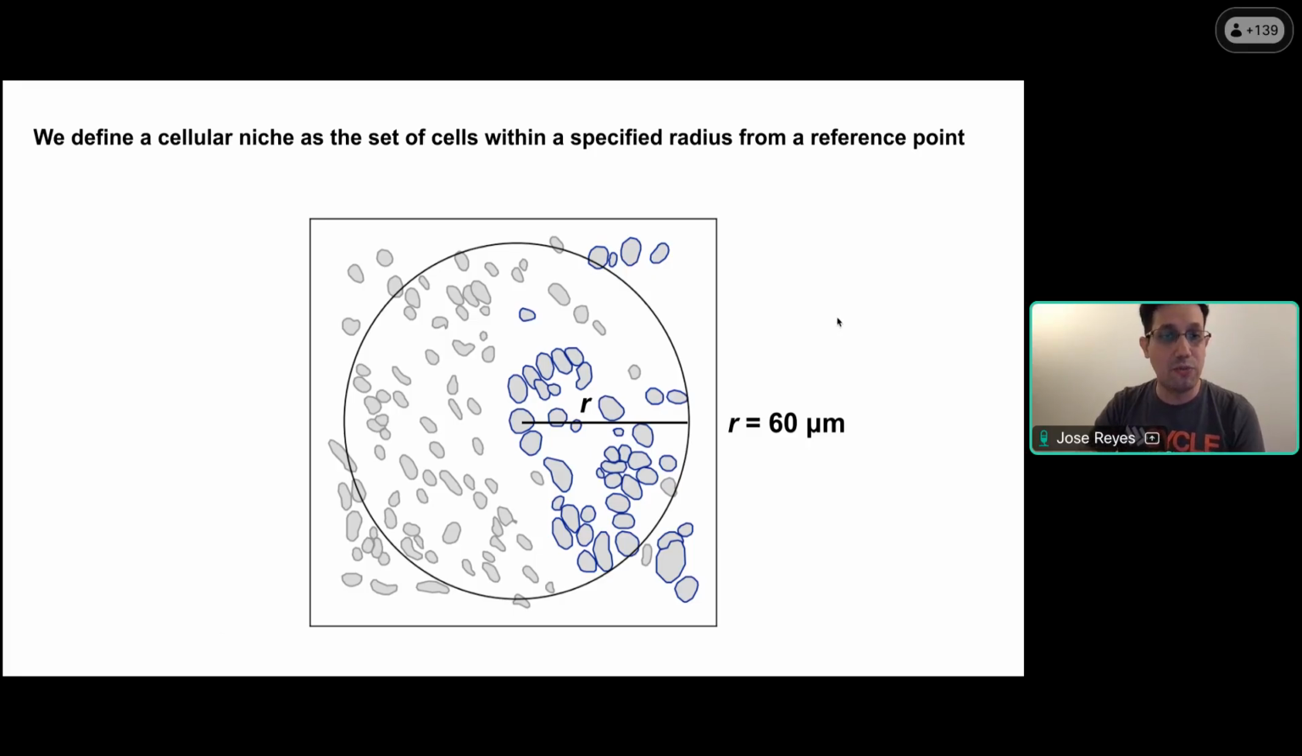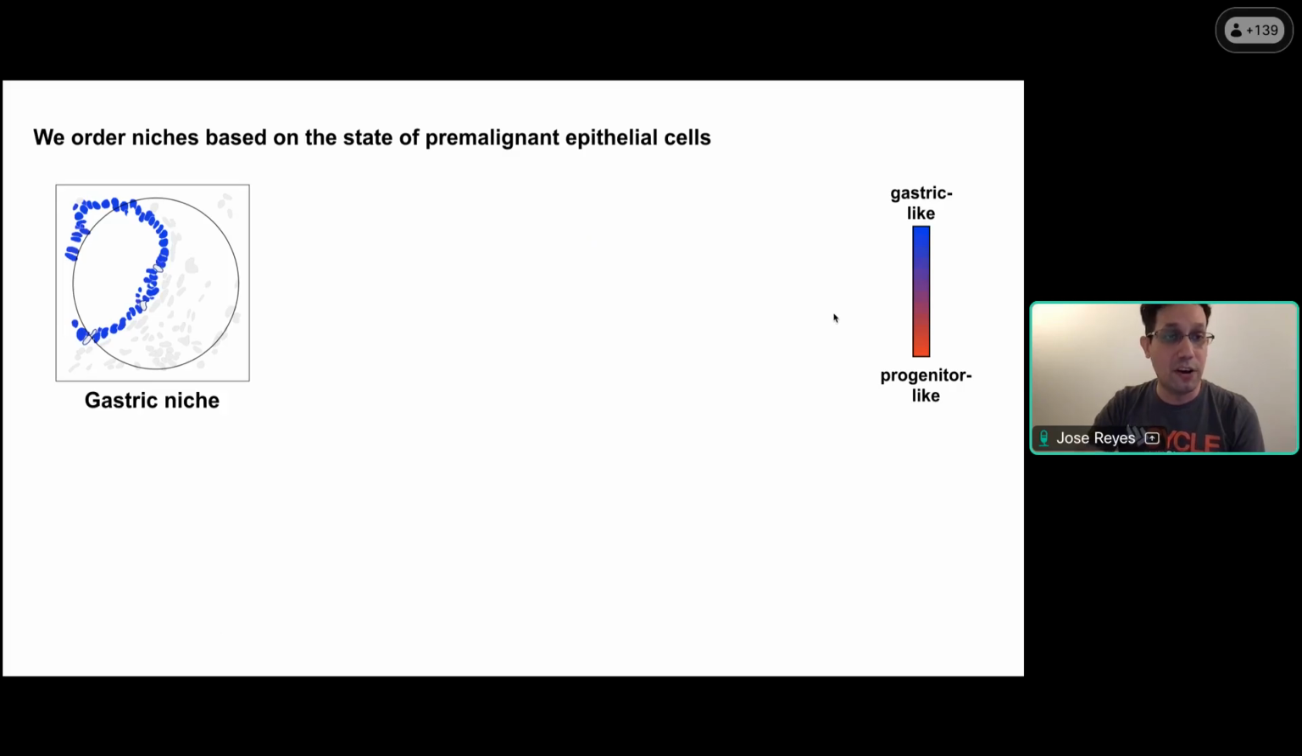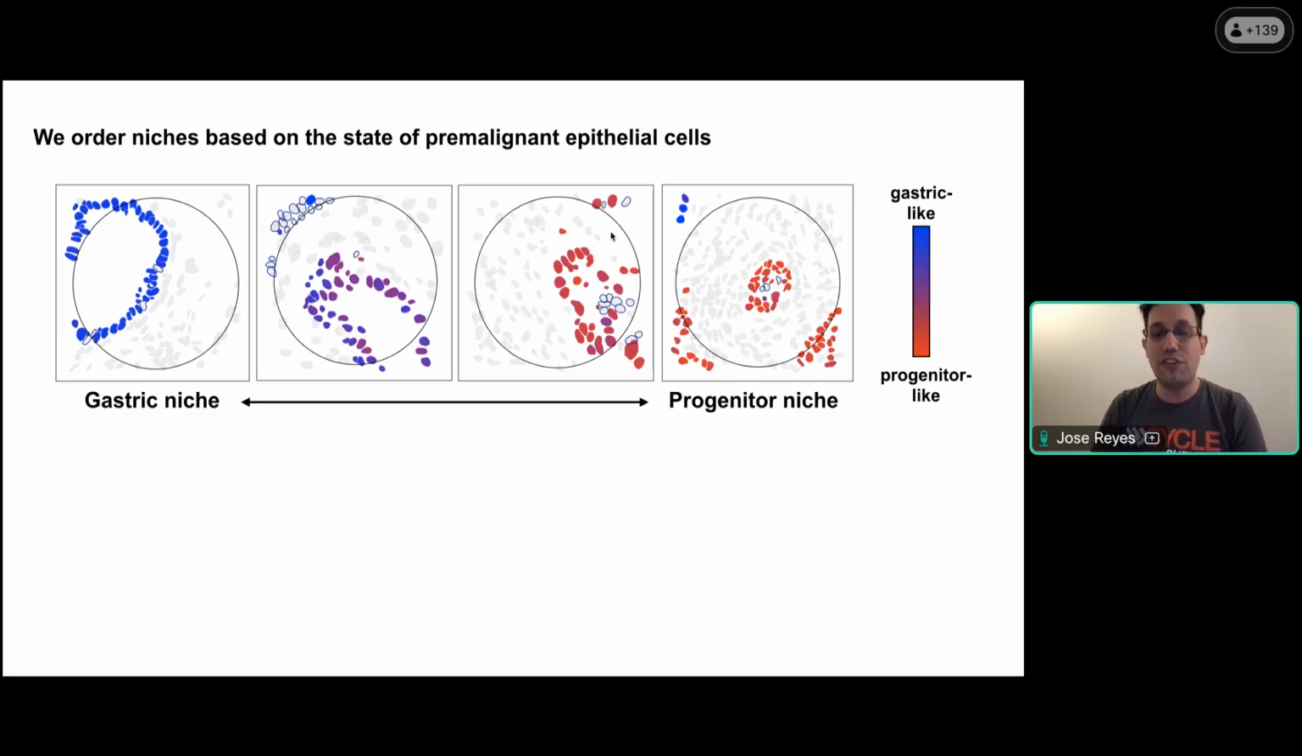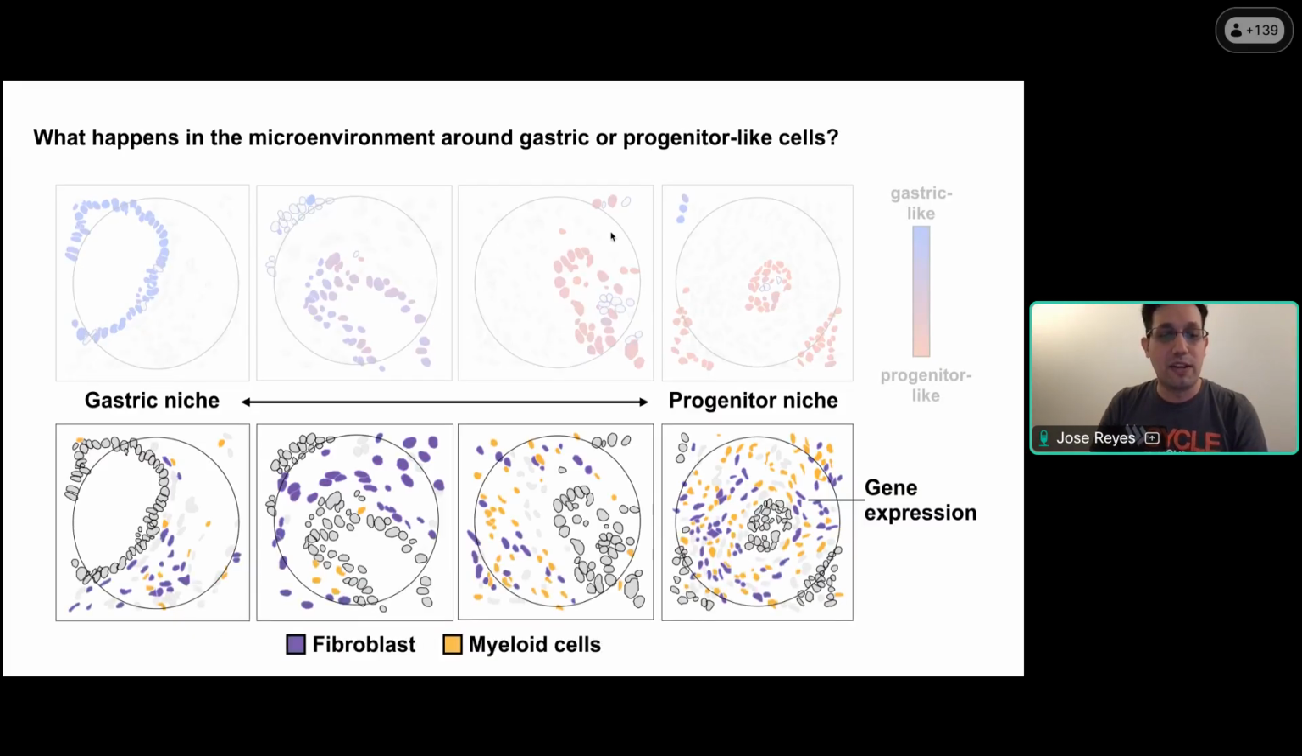In premalignant tissues, we can identify niches that are rich for gastric-like cells that I'm going to call gastric niche. And conversely, we can identify niches that are rich for progenitor-like cells. I'm going to call this progenitor niche. And also niches that are rich for cells in between these two extreme phenotypes. And because we can order niches in this way, we can now ask, how does the microenvironment around premalignant cells change as we move along the spectrum of the gastric niche to progenitor niche?